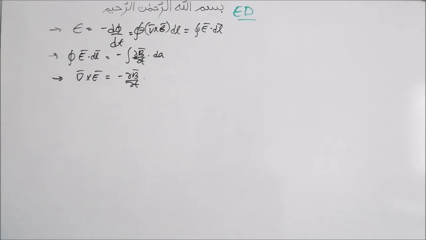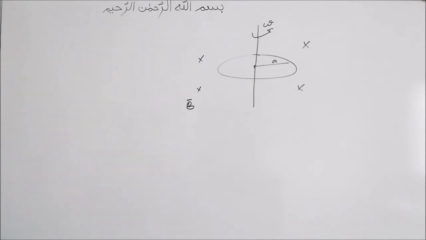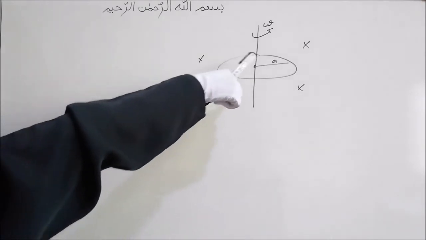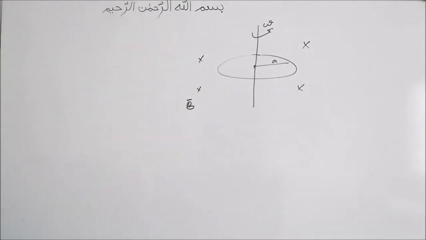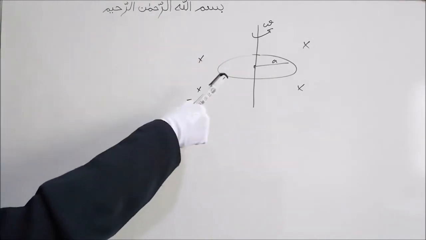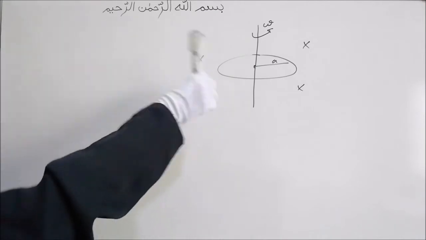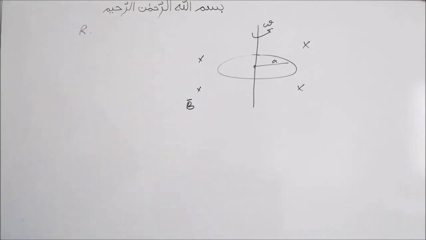Now what if we are having rotational motion of the loop? I am giving this just for understanding. We have a circular loop of radius a which is rotating with angular velocity omega in a magnetic field B which is pointing into the page, and the resistance of the loop is R.